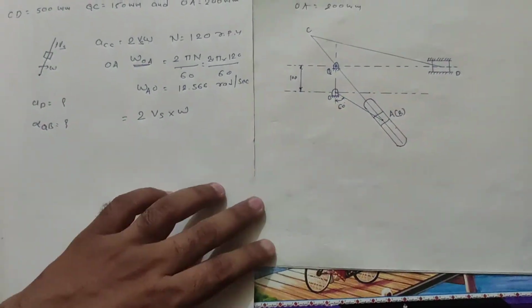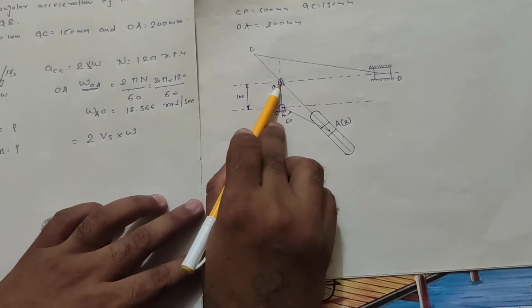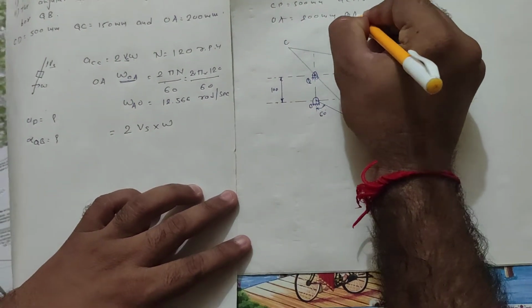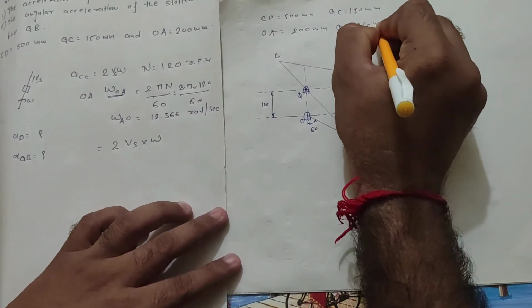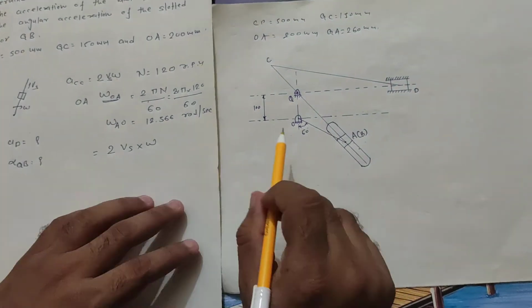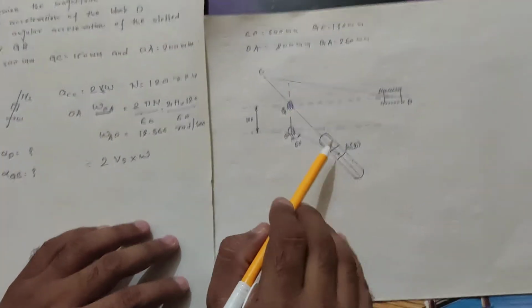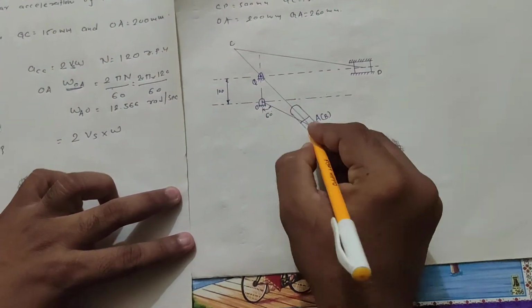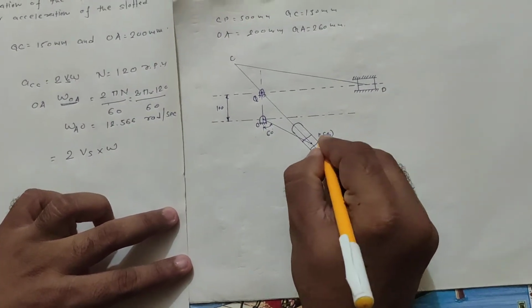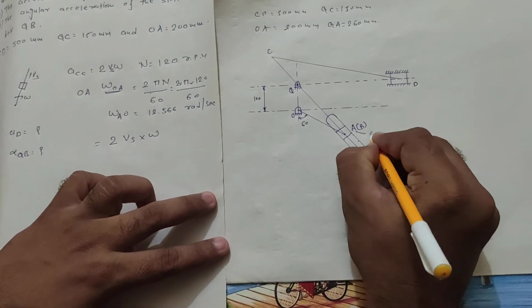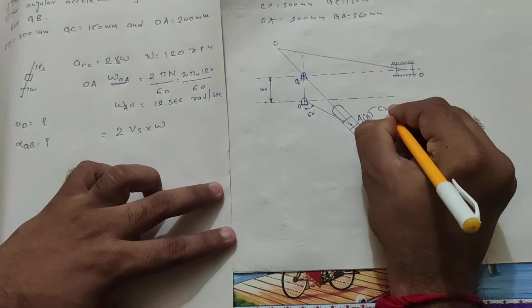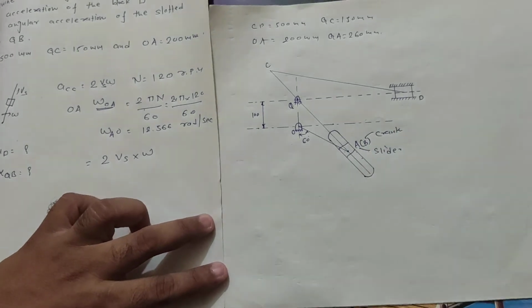Also I have to calculate from the scale that QA is nothing but 260 mm. When we draw the figure, we can easily find out the QA distance. One another point: A is on the slider, while B is on the crank. That point you have to remember.